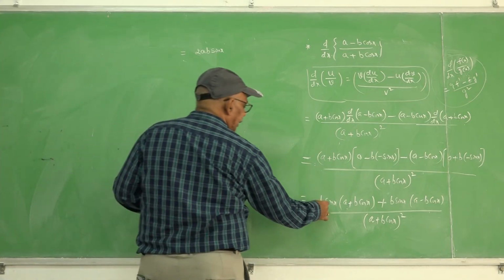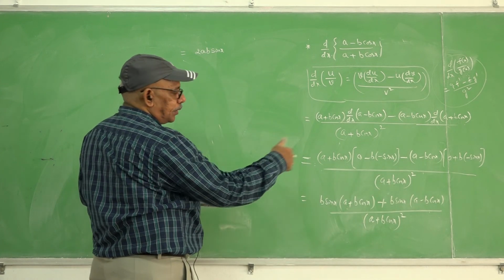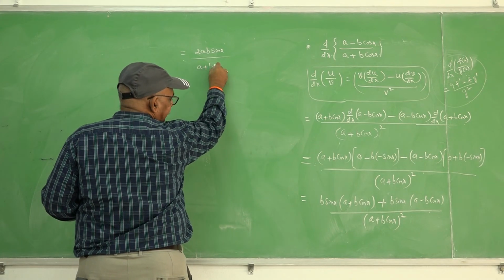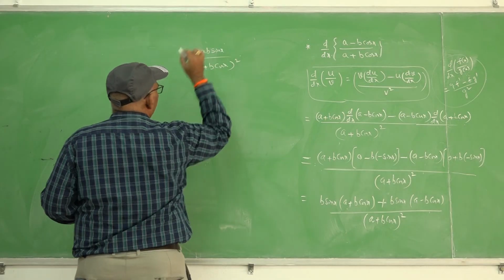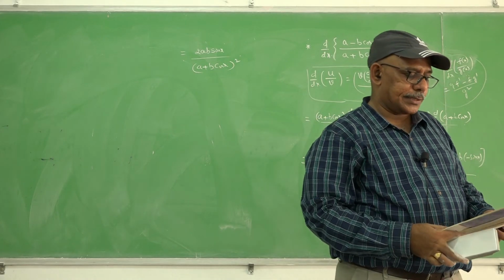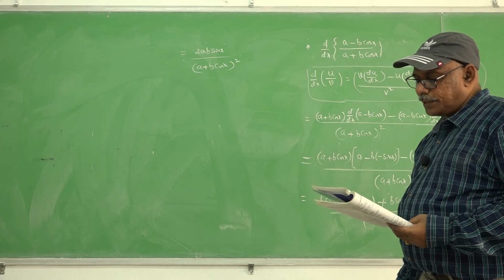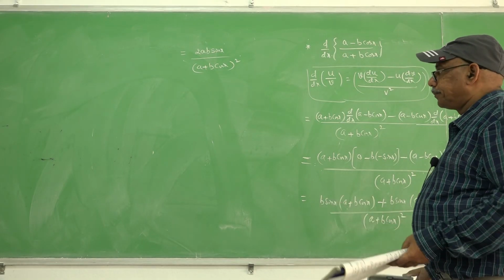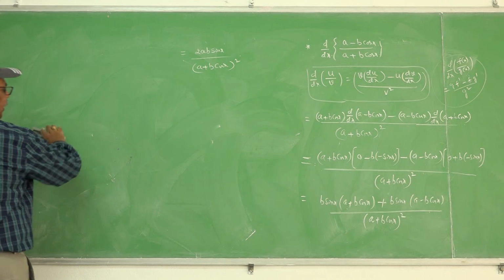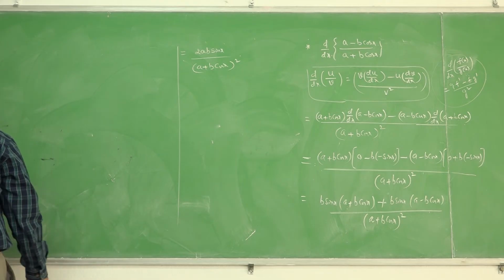Next, b square sin x cos x minus b square sin x cos x cancels. So we get 2ab sin x by (a plus b cos x) whole square. The required derivative is 2ab sin x by (a plus b cos x) whole square. Just apply the quotient rule to evaluate the derivative here. Next one.